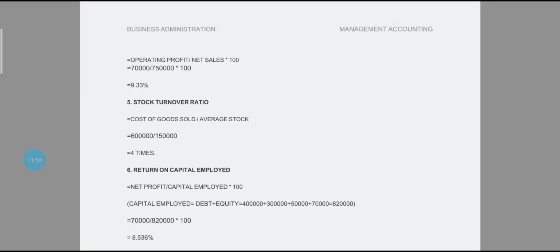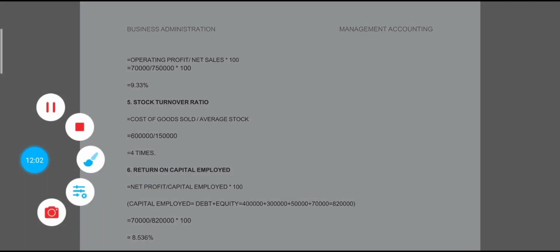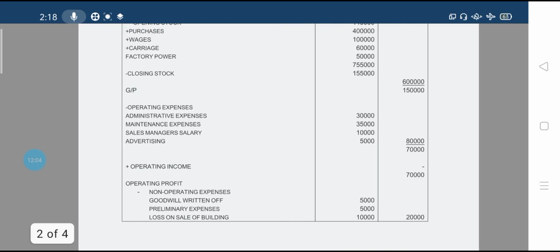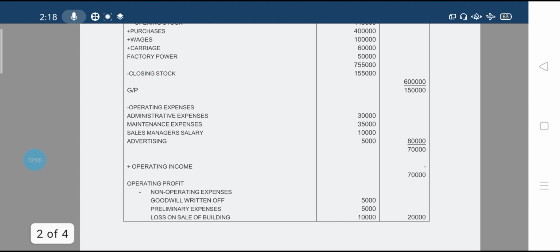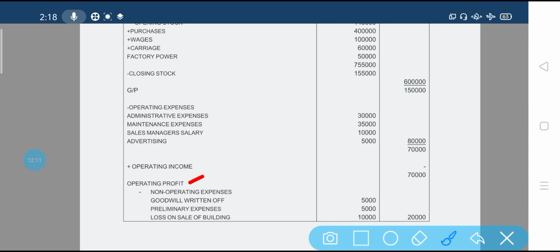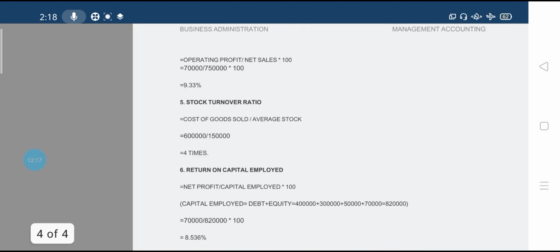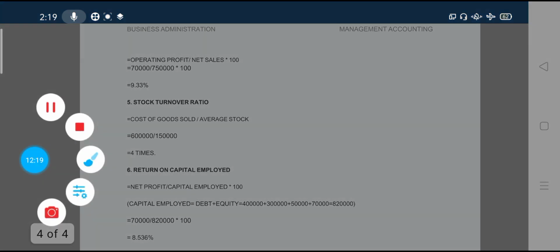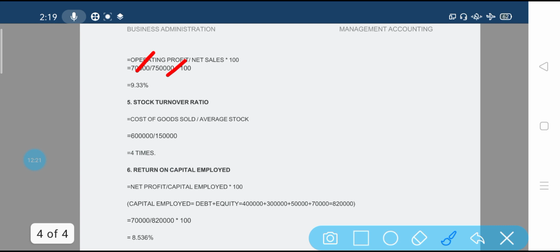Now moving to operating profit ratio. Operating profit is 70,000. Where is that? In the rearrangement of income statement, here it is, operating profit, that is 70,000. So 70,000 divided by 7,50,000 into 100. So 9.33% operating profit ratio.